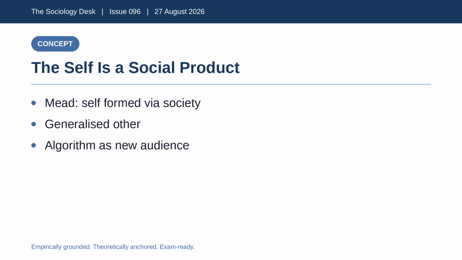Now think about what an influencer does all day. They are constantly checking likes, comments, and watch time. That data stream is functioning as their generalized other. Except, it is no longer a face-to-face community, it is an algorithm. This is exactly the kind of contemporary extension examiners reward, taking a classical concept and showing precisely how a digital age phenomenon stretches or challenges it.